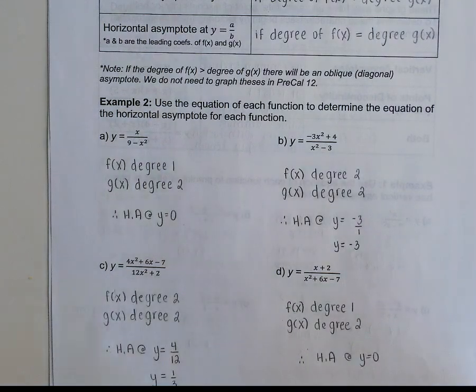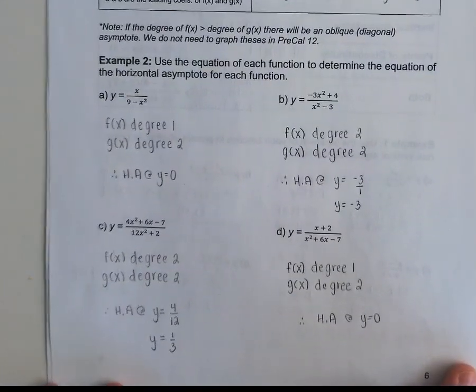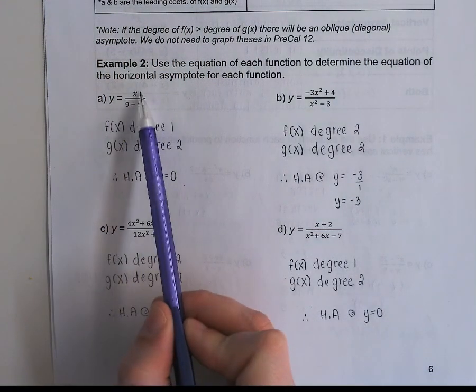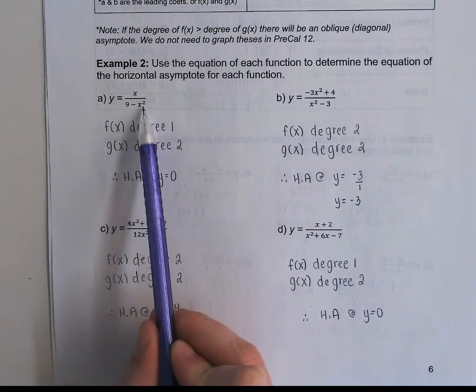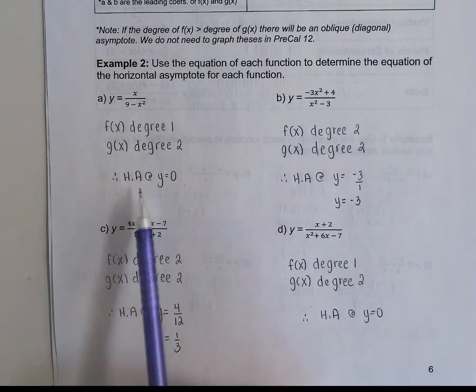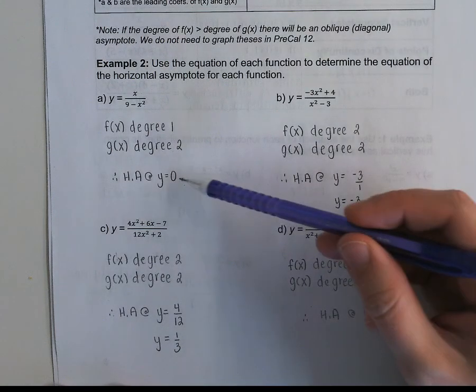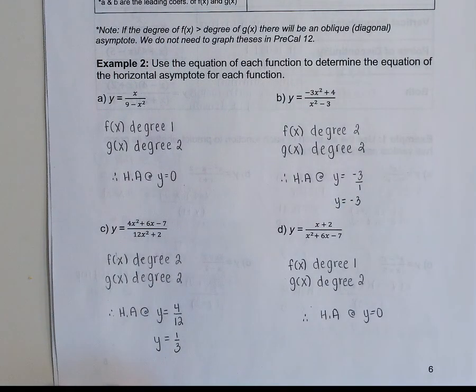So in these examples, I've just asked you to determine the equations of the horizontal asymptotes. So here, the degree of the top is 1, and the degree of the bottom is 2. That means that the top is smaller than the bottom, so we have a horizontal asymptote at y equals 0.